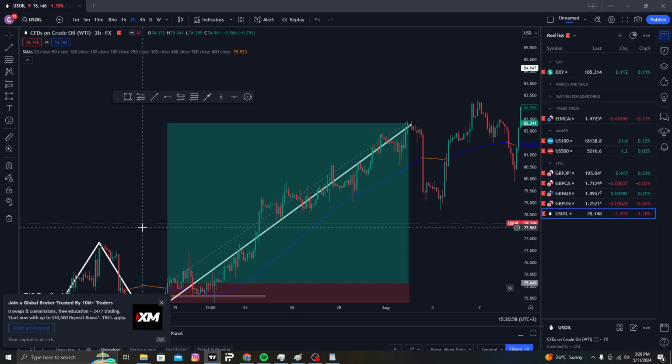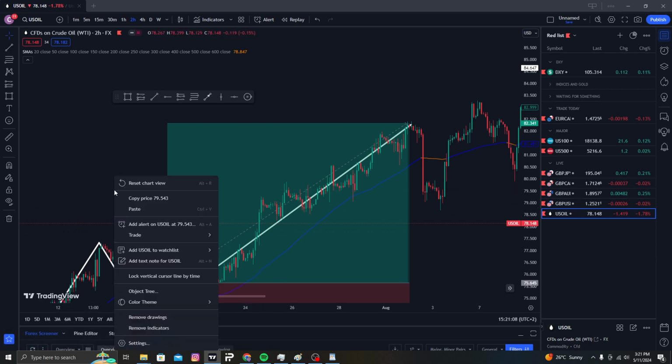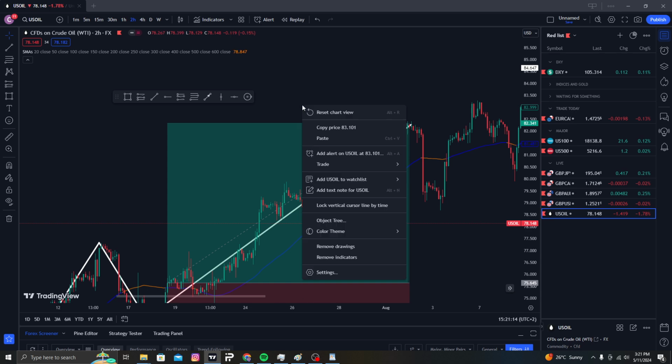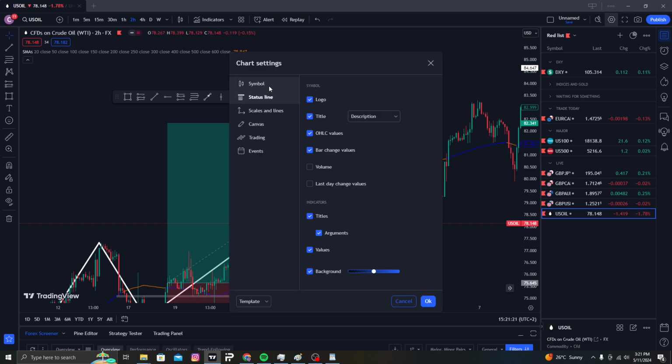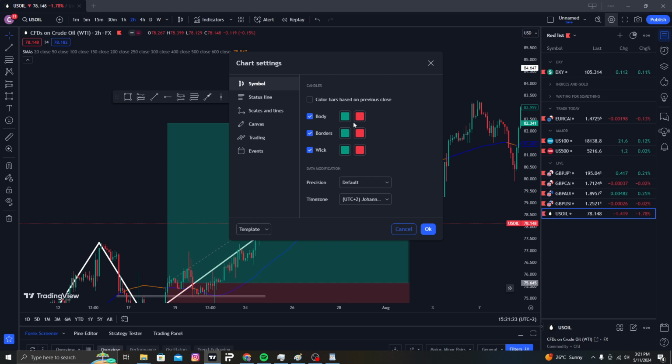The green or red candlesticks? You just go to, where do we go and edit them? There's a place where we go and edit them, bro. You just change their colors. I think you right click or something and just go to settings. You right click, go to settings, and that's where you change it. Am I wrong? Nah, yeah, I'm right. You see, you change the colors here: body, borders, wicks.